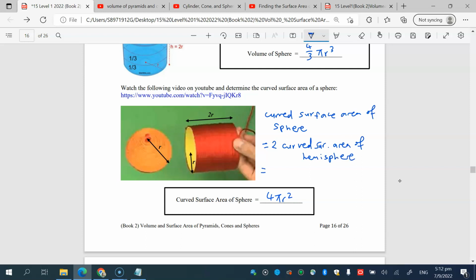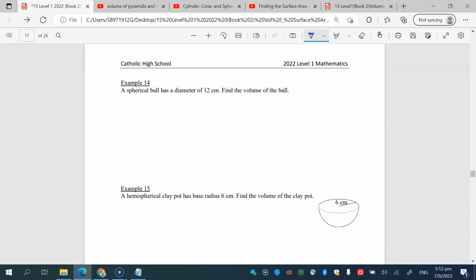So 2 times half times 2 pi r times 2r, according to the video. The half and the 2, when you multiply, it just becomes 1, and then this becomes 2 pi r squared. Then times 2, it will become 4 pi r squared. So all you need to know is the curved surface area of sphere is 4 pi r squared. Using these two formulae, let's do the questions over here.